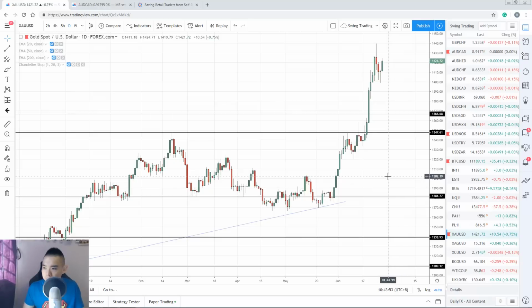Okay, you can see here on gold, a trending move. Then we got a retracement move, another trending move. Then right now it seems to be forming another retracement move. So pay attention to the retracement candles, which are smaller than usual.